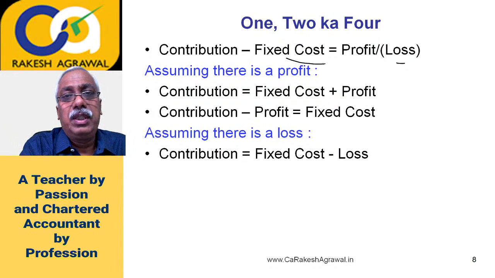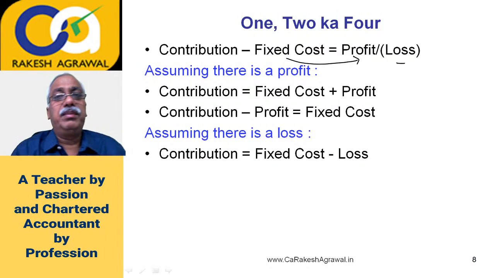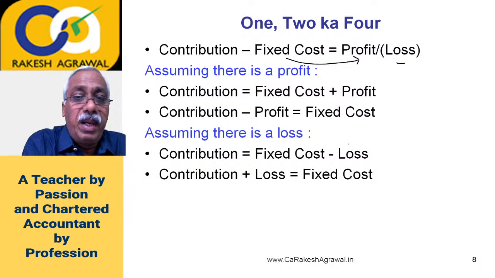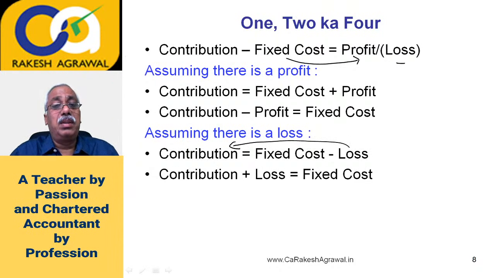This fixed cost is moving to the right side, so it will become positive, but loss was already negative. So fixed cost minus loss can be called contribution, or contribution plus loss. You shift loss to this side. Contribution plus loss is equal to fixed cost.